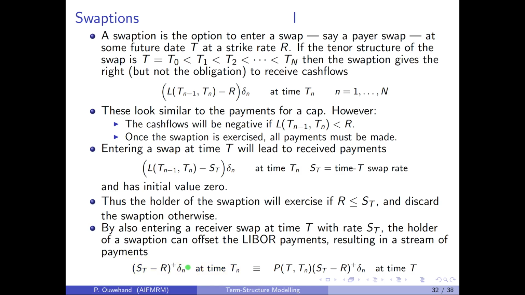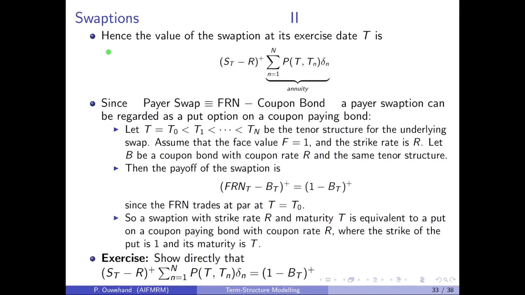Now the swap rate is already known at time capital T, and so this payment at time Tn can be discounted to time capital T and is therefore equivalent to the following payment at time capital T. It therefore follows that the value of the swaption at its exercise date capital T is given as follows. We've simply summed all of the cash flows at the bottom of the previous slide. Notice again that this sum here can be regarded as the time capital T value of an annuity that pays delta n at time Tn.